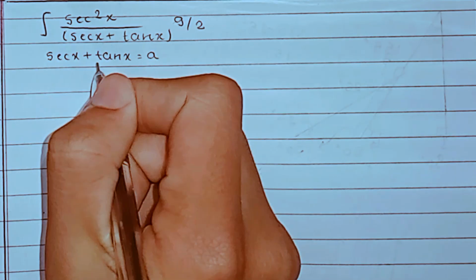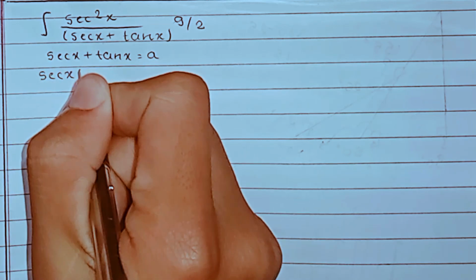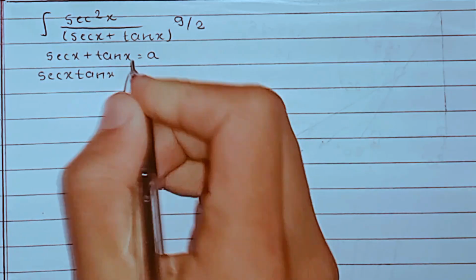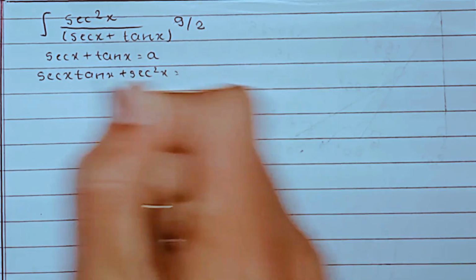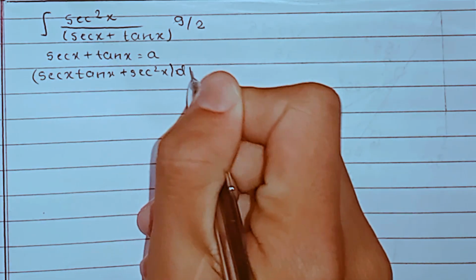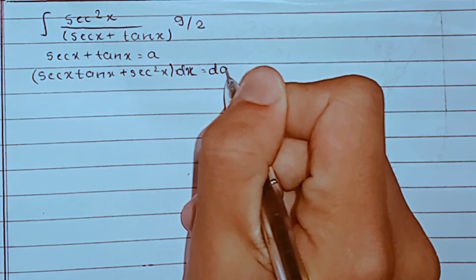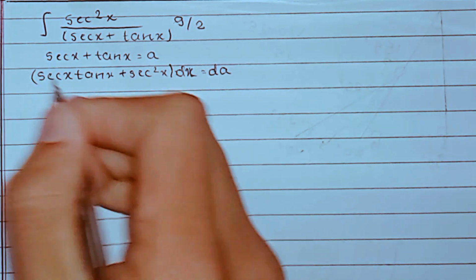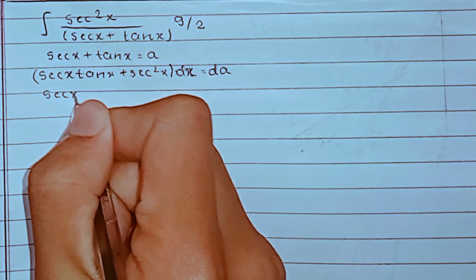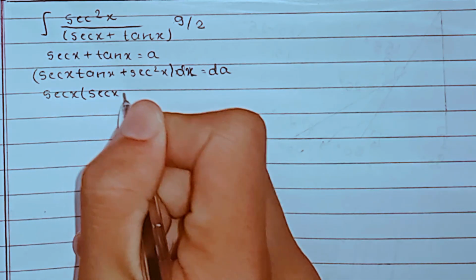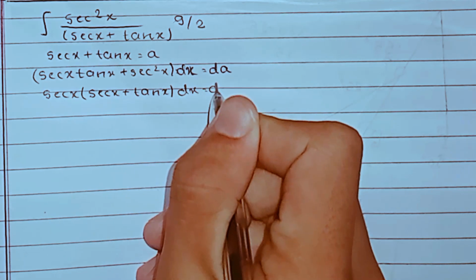Now let's differentiate. The differentiation of sec x is sec x tan x, and the differentiation of tan x is sec square x, and we'll have dx, likewise the integration of dA will be dA. Now what we can do is take sec x common, so sec x (sec x + tan x) dx is equal to dA.